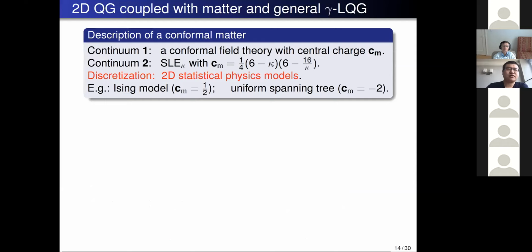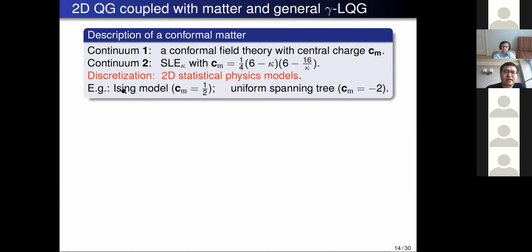And we can also consider the general 2D quantum gravity coupled with the matter field. And here, a conformal matter in the continuum can be described in 2 ways. The first way is a conformal field theory with certain central charge, and the second one is using the SLE. But the most relevant to us is discretization, which is simply some 2D statistical physics models.